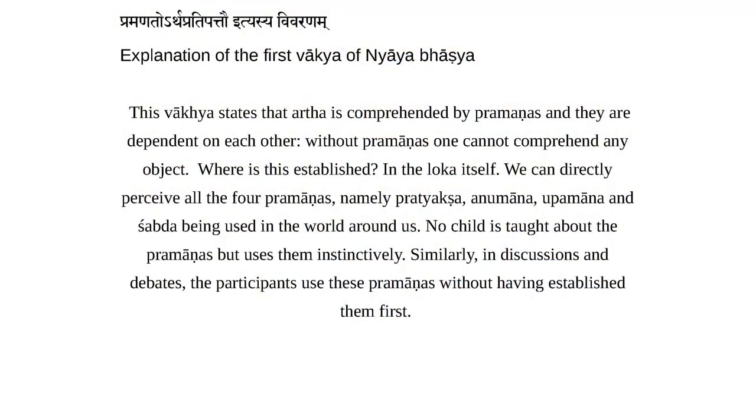Pramanataha artha pratipattau. Pramanataha artha pratipattih bhavati. Katham bhavati? Lokataha eva bhavati. So this Vakya states that artha is comprehended by Pramanas and they are dependent on each other. Without Pramanas, one cannot comprehend any object. Where is this established? In the Loka itself. We can directly perceive all the four Pramanas, namely Pratyaksha, Anumana, Upamana and Shabda, being used in the world around us. So no child has thought about the Pramanas, but uses them instinctively. Similarly, in discussions and debates, the participants use these Pramanas without having established them first. So this happens very naturally.